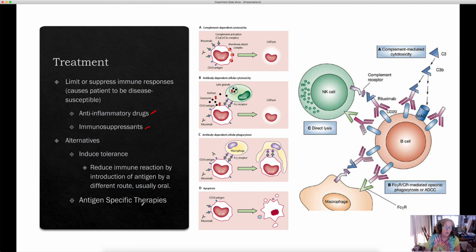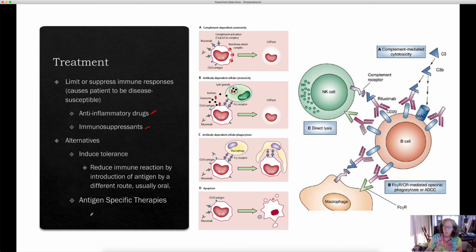What are some alternatives though? Some alternative therapies include inducing tolerance. So perhaps trying to develop some kind of tolerance similar to what is done with type 1 hypersensitivities, trying to reduce the immune system's reaction by introducing the antigen through a different route. An example of this would be if somebody has rheumatoid arthritis or, say, MG, perhaps we can reintroduce the acetylcholine receptor or that particular epitope or autoantigen, and introduce it orally. A lot of times this is done orally.